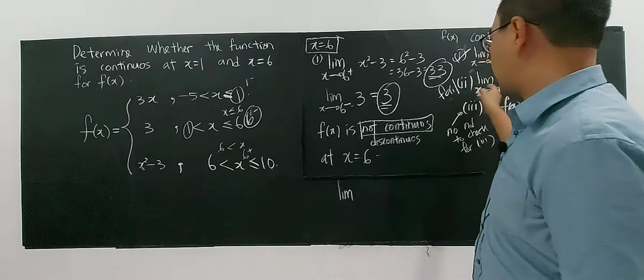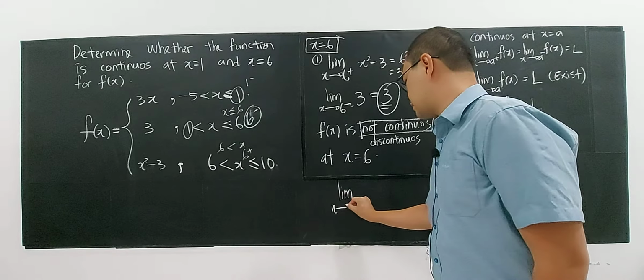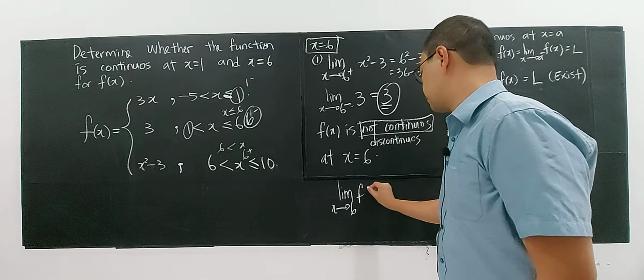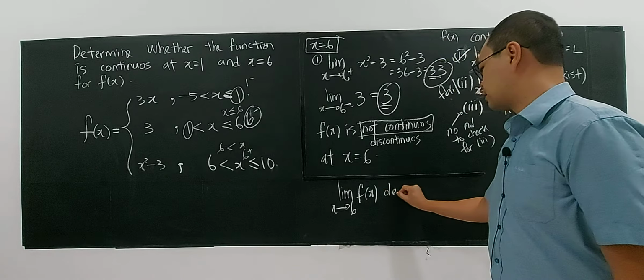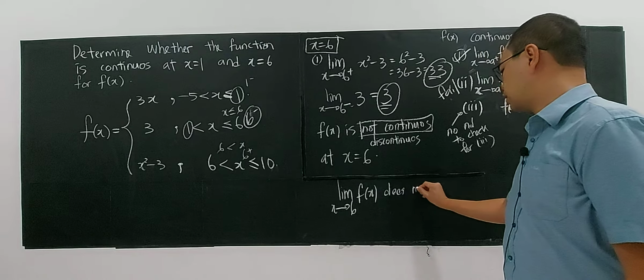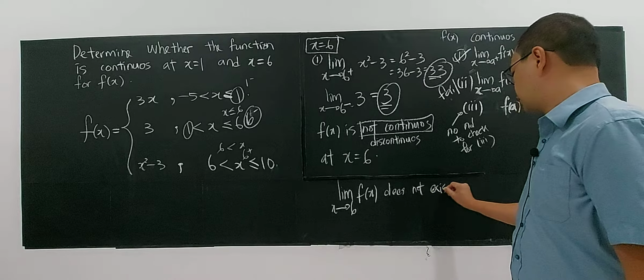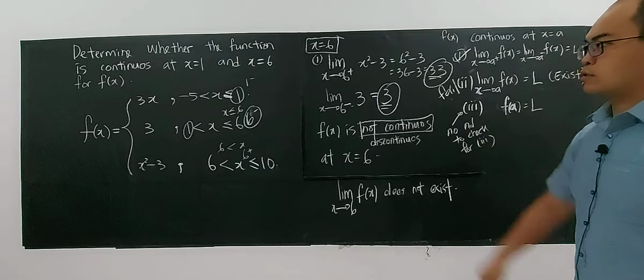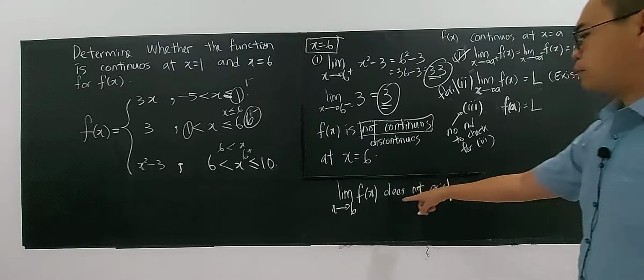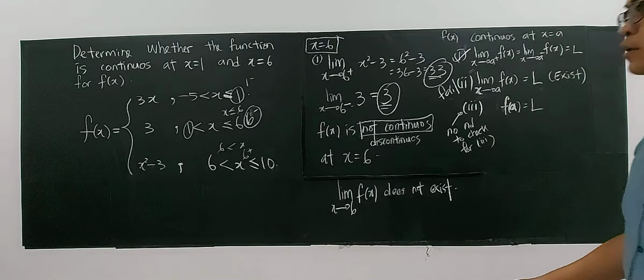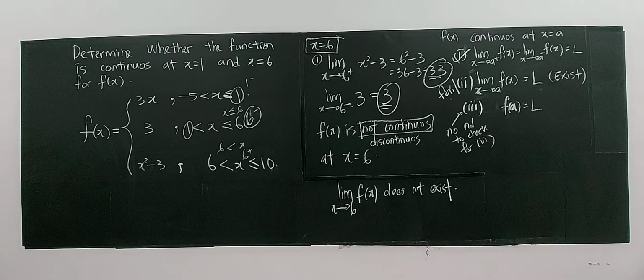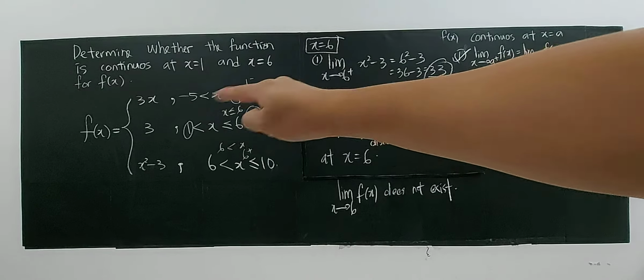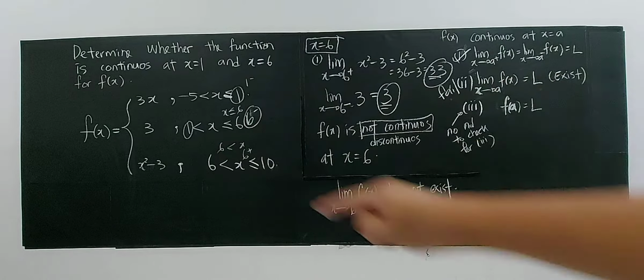Because the limit does not exist. The limit as x approaches 6 does not exist. The values are not the same, so there is no value for the limit as x approaches 6. So now I have already concluded that it's continuous at 1 but not continuous at 6.